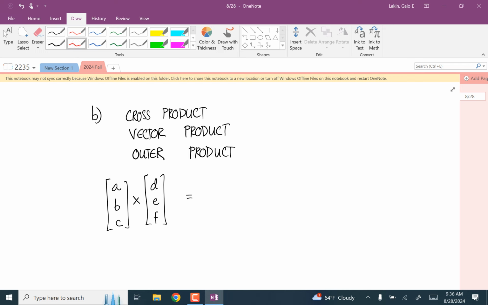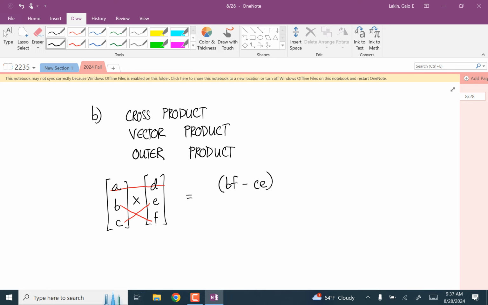But the way to do it is, okay, first we're going to calculate the x component. So I'm going to cross out these two. And then I'm going to take, this is where the name cross comes from, I'm going to multiply this times this minus this times this, like taking a determinant. So for the x component, it's going to be b times f minus c times e.